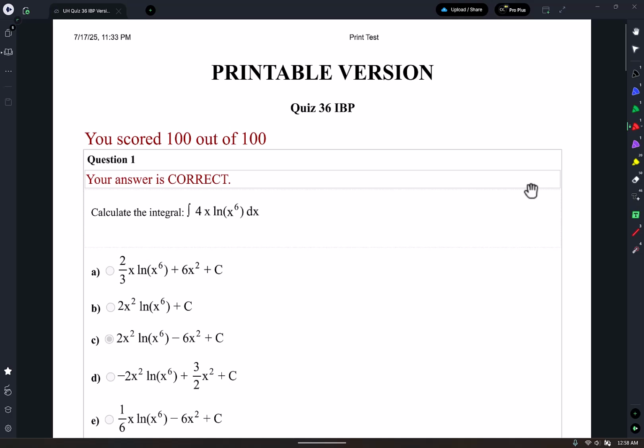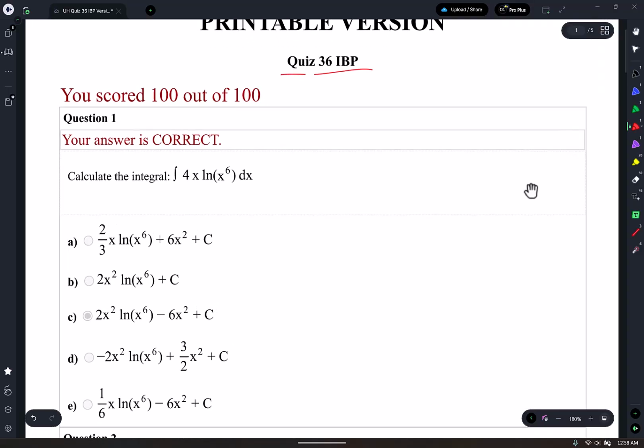It's almost 1 a.m. It's a good time to do a UH quiz. I noticed I didn't have this one in there. IBP stands for integration by parts. Let's get right into it, guys.